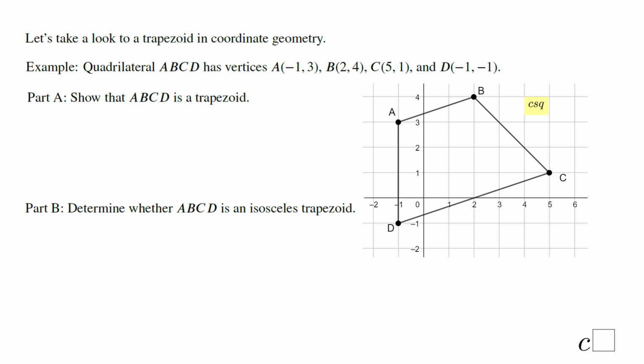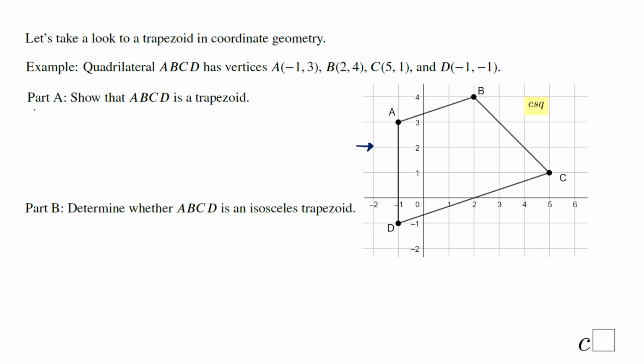Now let's move to what is called coordinate geometry. We have a quadrilateral ABCD. We can see it. I already plotted here in this picture. If you do not have it, do it. I will suggest you. A is -1 and 3. We can see that. B 2 and 4. Yes. C 5 and 1. And D -1 and -1.